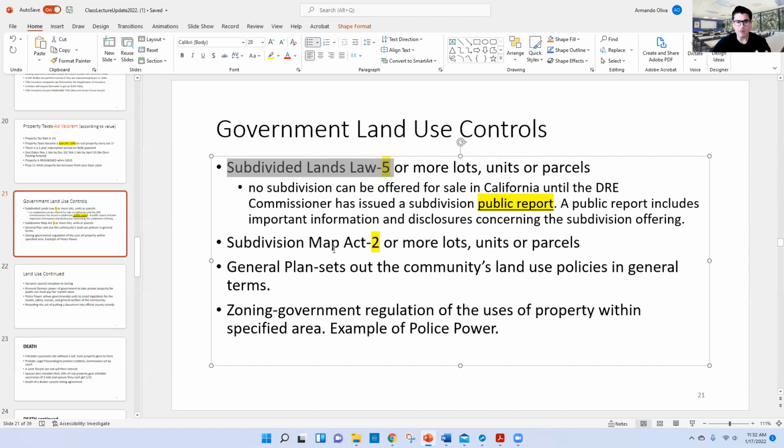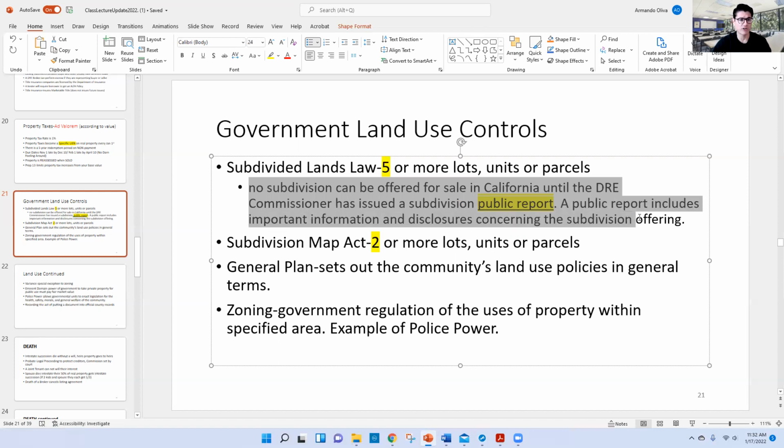Now, I said the county deals with and oversees the Subdivision MAP Act. So who oversees this Subdivided Lands Law? Well, that's actually the Department of Real Estate, because with the Subdivided Lands Law, when you're selling these 5 or more lots, because you're probably doing a subdivision, the Department of Real Estate wants to make sure that the public's protected. So no subdivision can be offered for sale in California until the Department of Real Estate Commission has issued a subdivision public report or final public report.